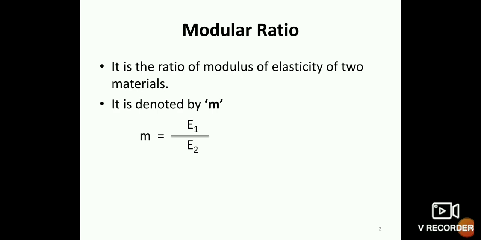You have studied the term Young's modulus or modulus of elasticity, which is denoted by capital E. Its unit is Newton per m square. The ratio of Young's modulus of two different materials, suppose aluminum and steel, aluminum and timber, or steel and timber, is known as modular ratio, which is small m, and modular ratio does not have any specific unit.